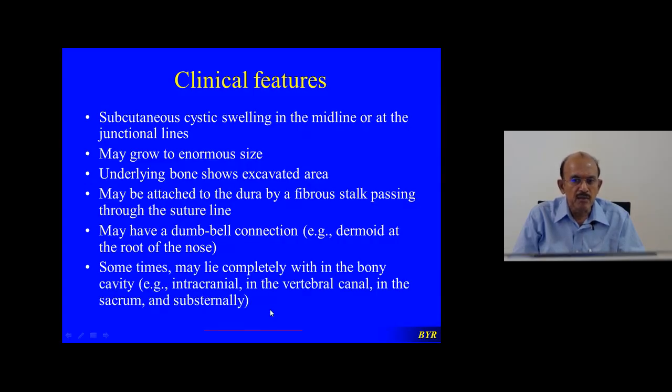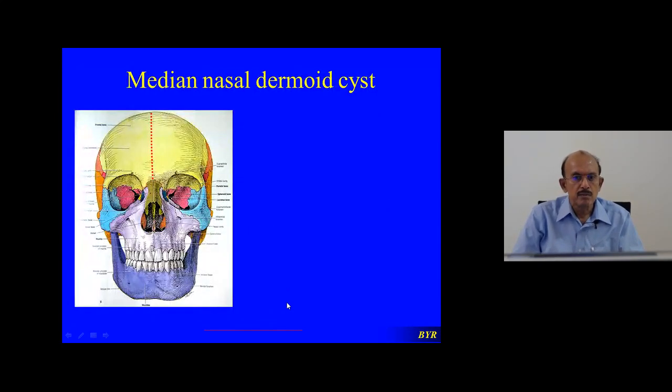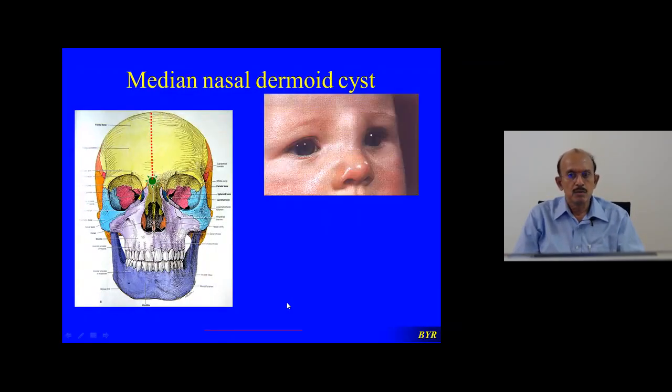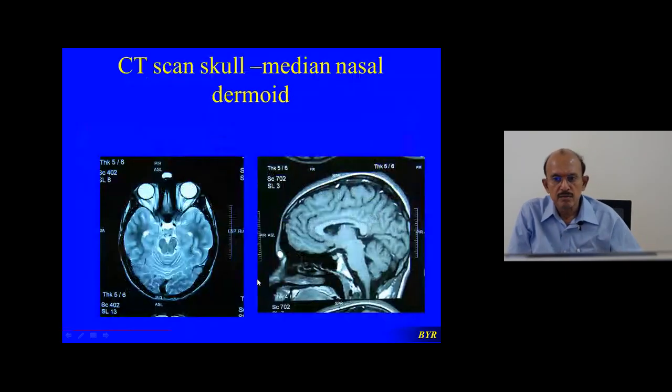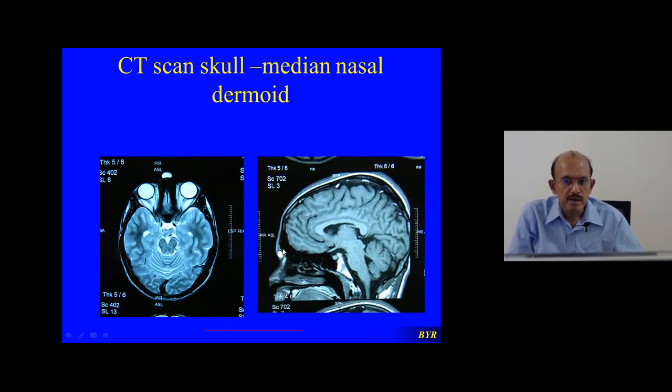Sometimes it may lie completely within the bony cavity. Example, intracranial, it may lie in the vertebral canal, in the sacrum, or substernally. This is an example of median nasal dermoid. You see here, this is median nasal dermoid. You can see here, this dermoid is here. This is the dermoid.